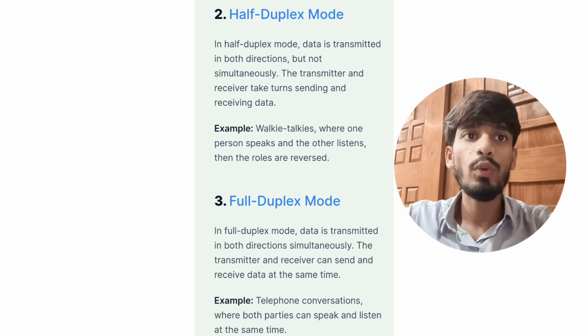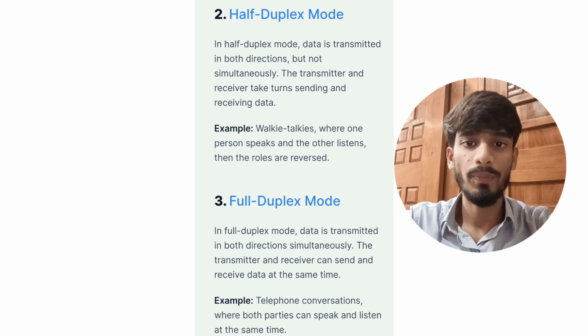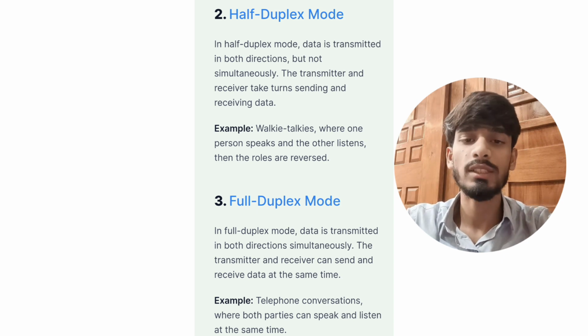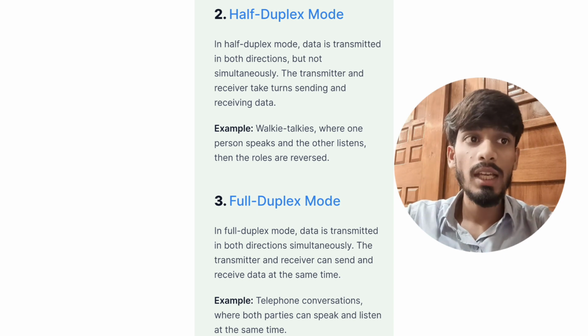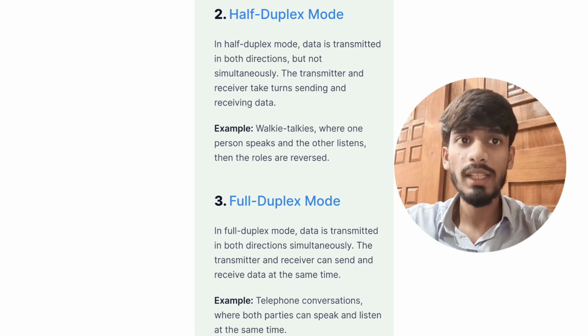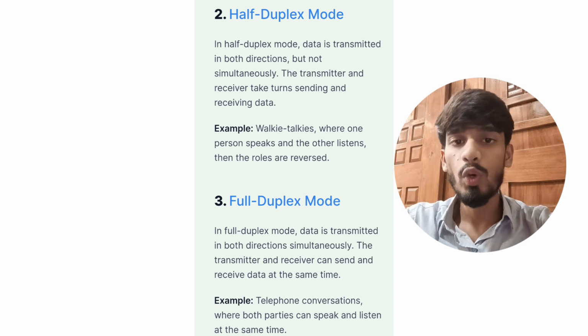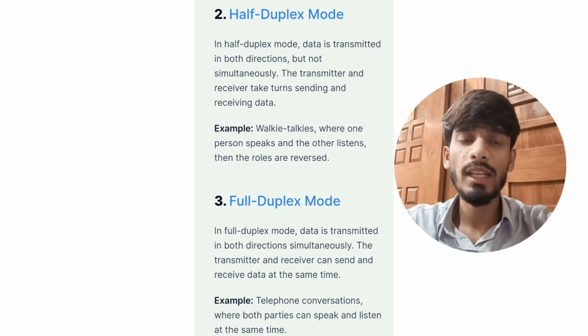Third is full duplex mode. In full duplex mode, data is transmitted in both directions simultaneously. The transmitter and receiver can send and receive data at the same time. Example is telephone conversations, where both parties can speak and listen at the same time.